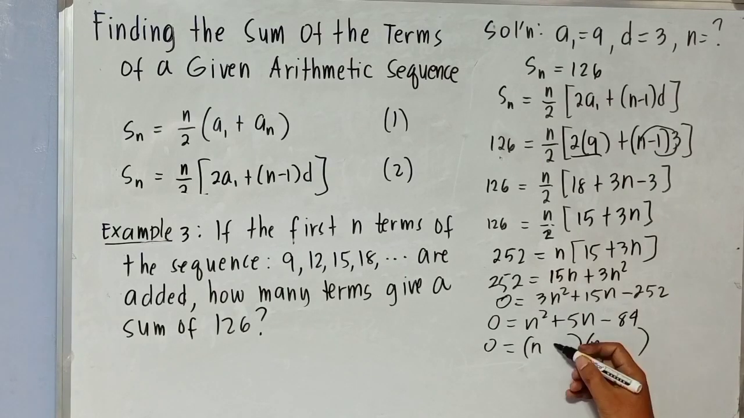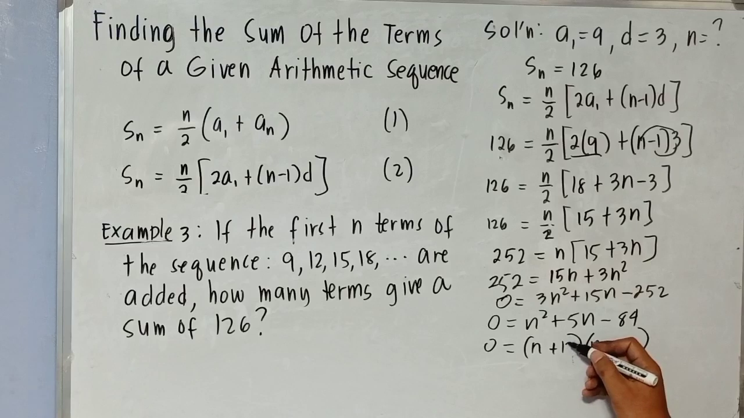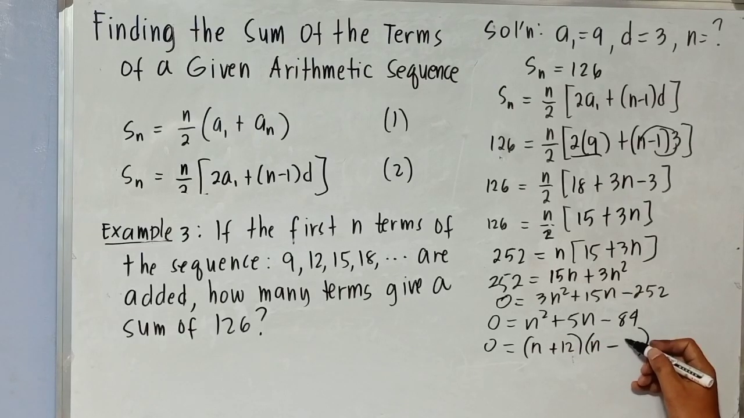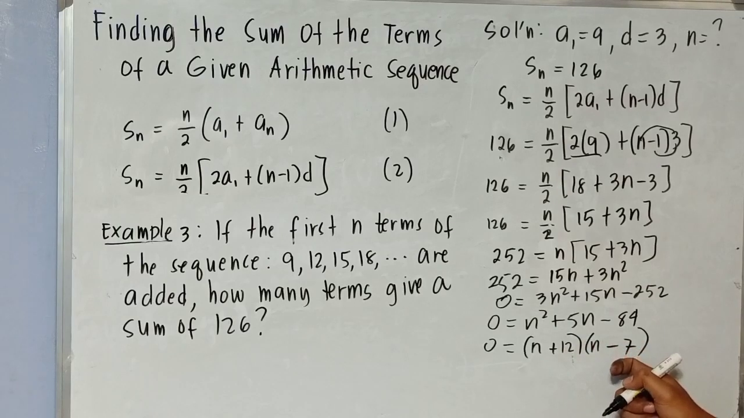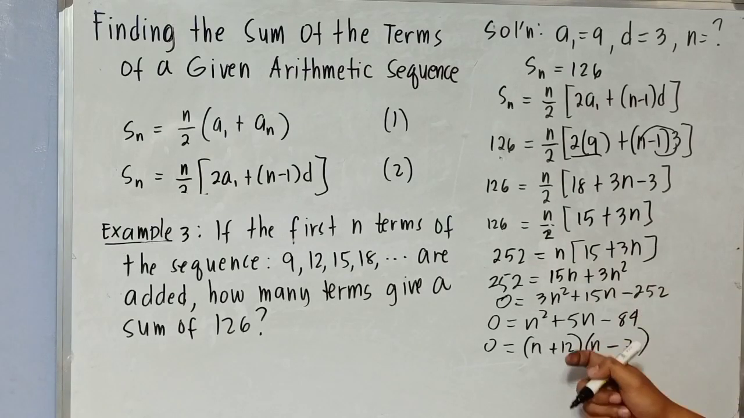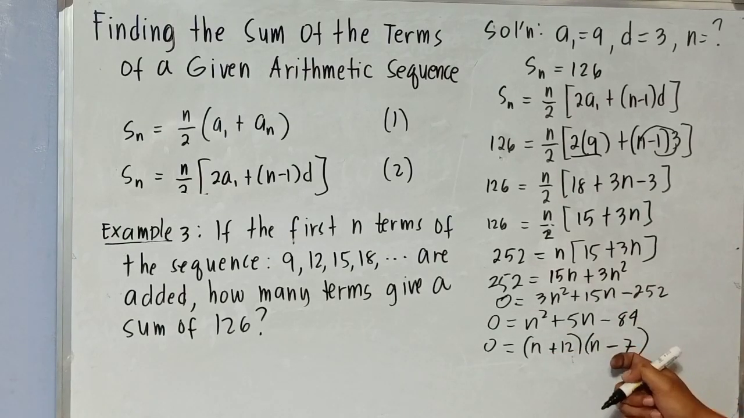So that is plus 12 and minus 7. If you multiply 12 times negative 7, the result is negative 84. If we add 12 plus negative 7, the result is 5. So that is how we factored out.